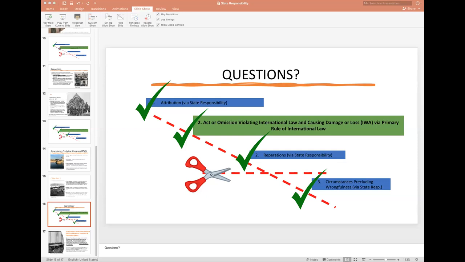I know that we didn't see this in this class, but what happens if you are not the injured state and you want to invoke responsibility? You have Article 48 of the draft articles on state responsibility, but somehow it does not reflect custom. It might be one of the teachings of the most highly qualified publicists, but do you know a case that recognizes that article as custom or another source that I can rely on?